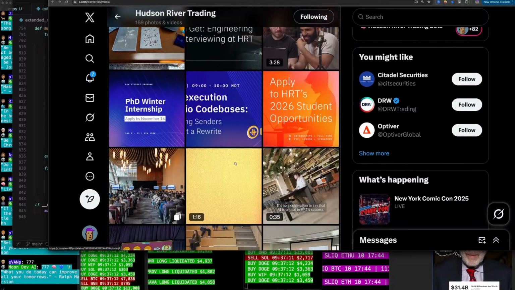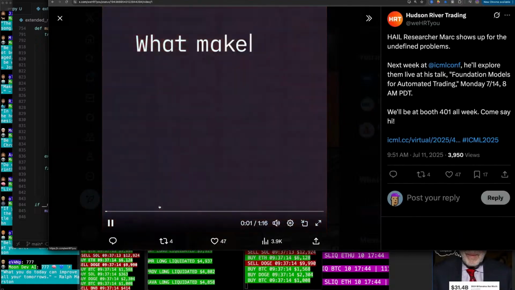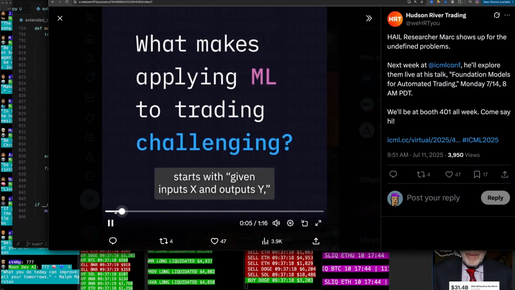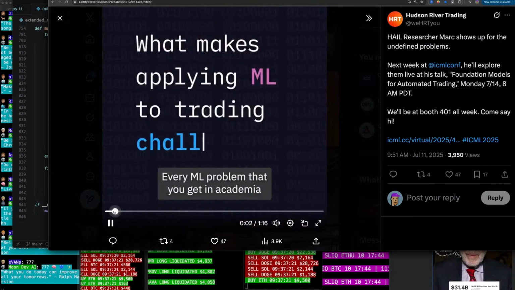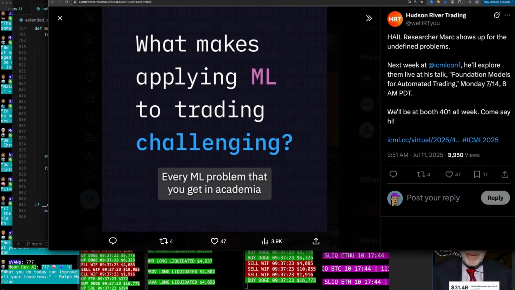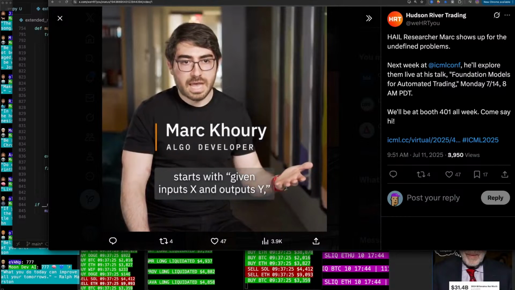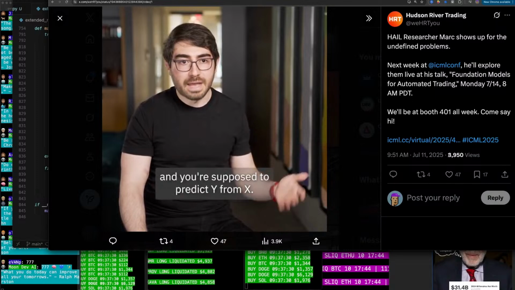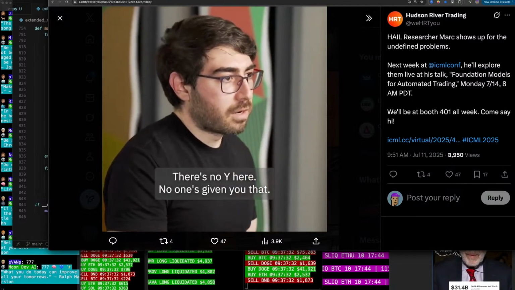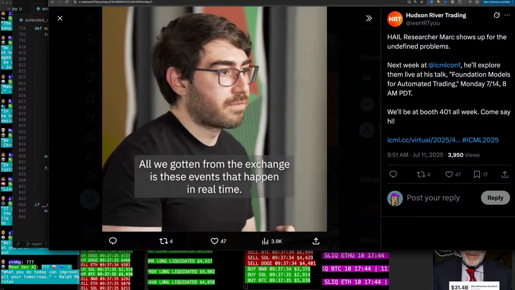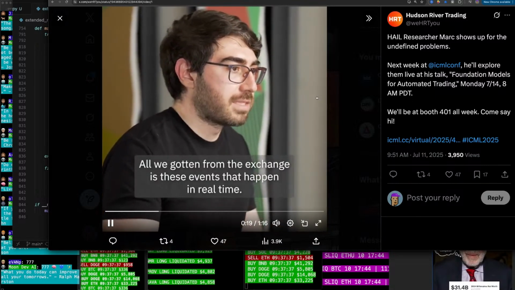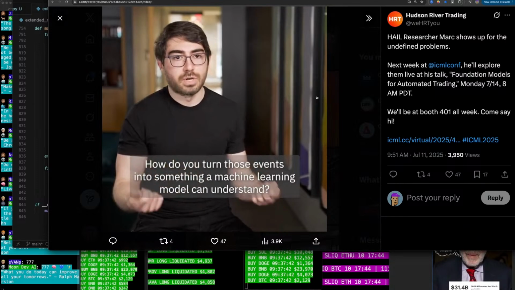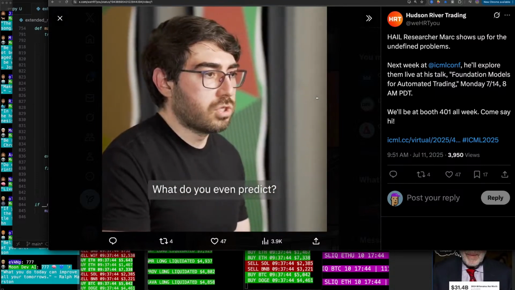Okay, well, let's see if there was any alpha leaked in here. Every ML problem that you get in academia starts with given inputs X and outputs Y, and you're supposed to predict Y from X. There's no Y here. No one's given you that. All we've gotten from the exchange is these events that happen in real time. How do you turn those events into something a machine learning model can understand? What do you even predict?